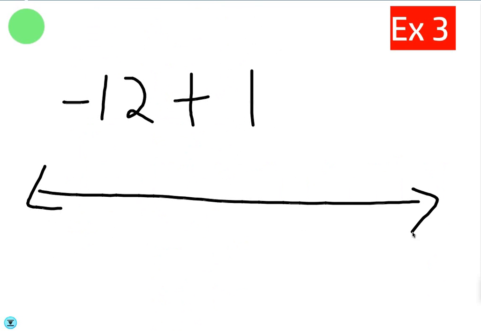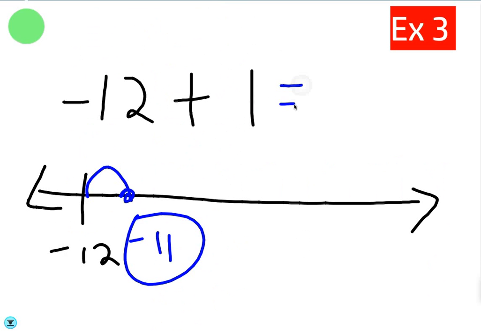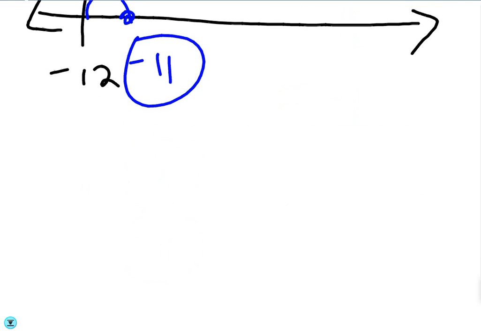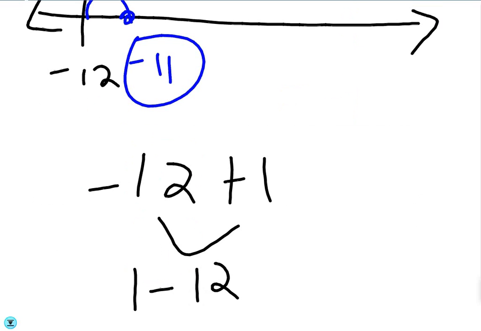All right, let's do one, let's say negative 12 plus 1. Well, okay, this one's easier if you visualize the number line. I will do the shortcut, but here's negative 12. If you hop 1 to the right, it's pretty obvious you're going to end up at negative 11. But the shortcut still works. If you switch negative 12 plus 1, it becomes 1 minus 12.